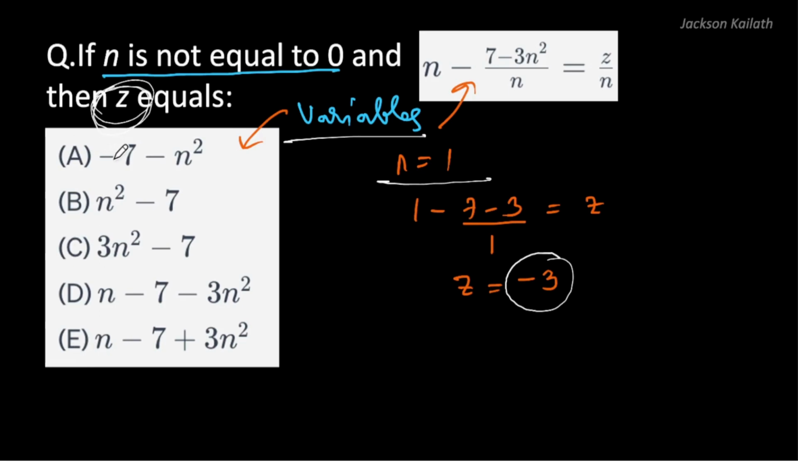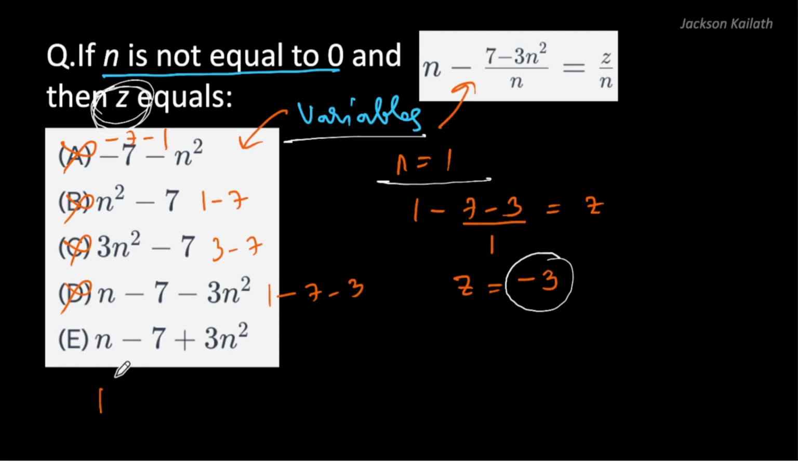So let's proceed. Option A says minus 7 minus 1, and that's not equal to minus 3, right? So we can eliminate option A. What about option B? It says 1 minus 7, that's minus 6, which is not minus 3. So we can eliminate option B as well. What about option C? It's 3 minus 7. 3 minus 7 is minus 4. It's not minus 3. So we can eliminate option C. What about option D? Similarly, that's 1 minus 7 minus 3, right? And that's not minus 3. This is minus 9, right? So option D is also out, and we are only left with option E.